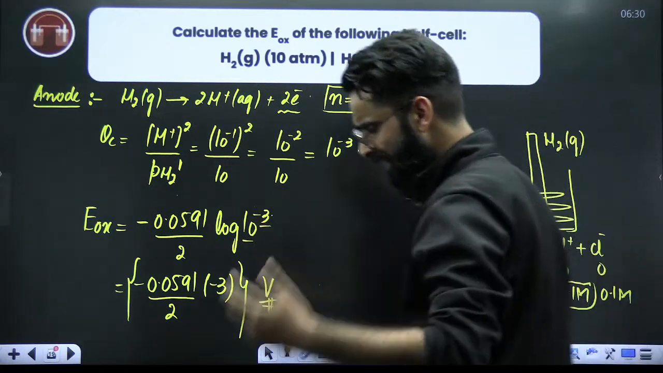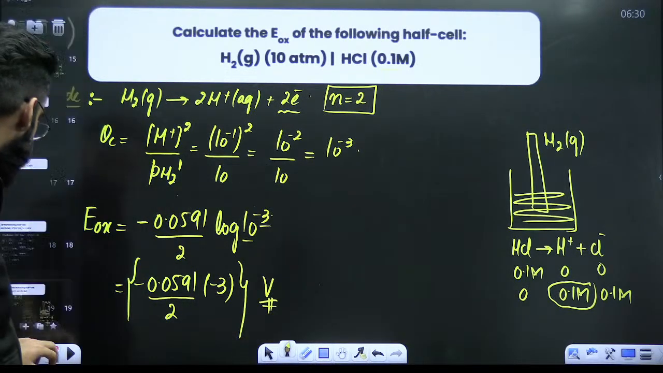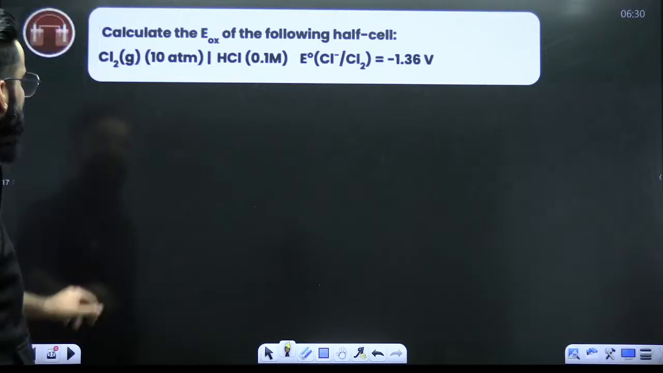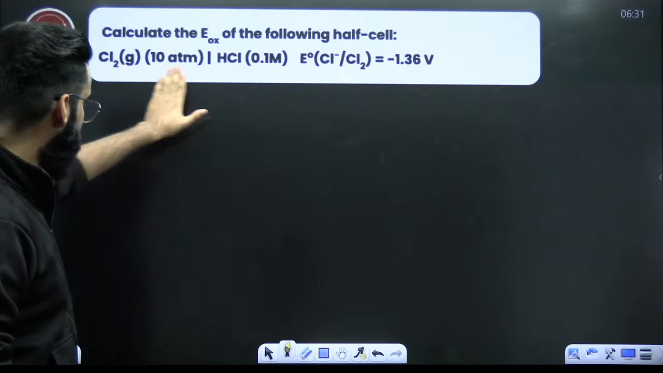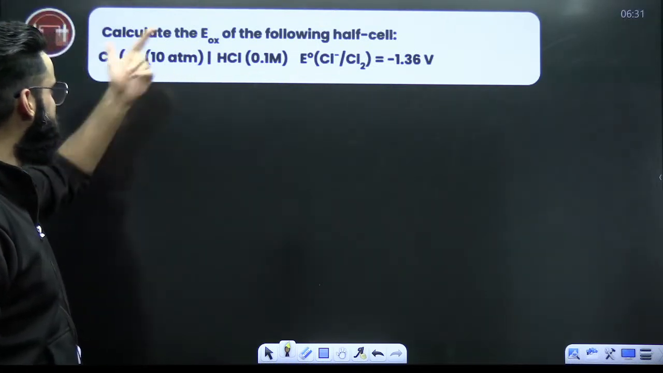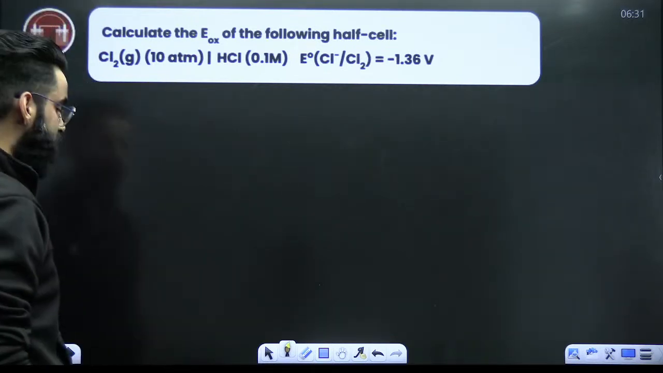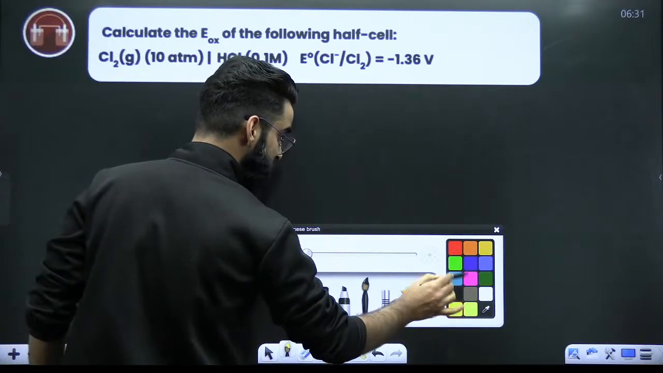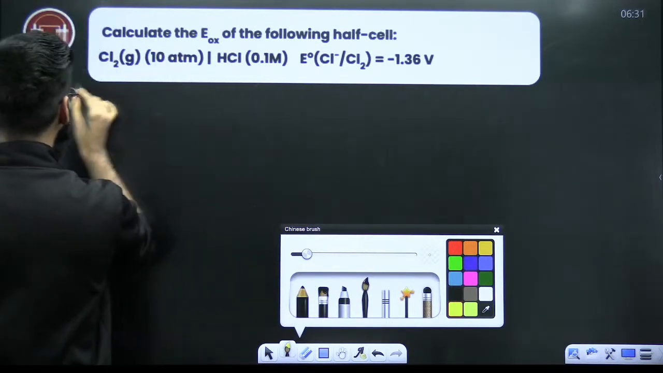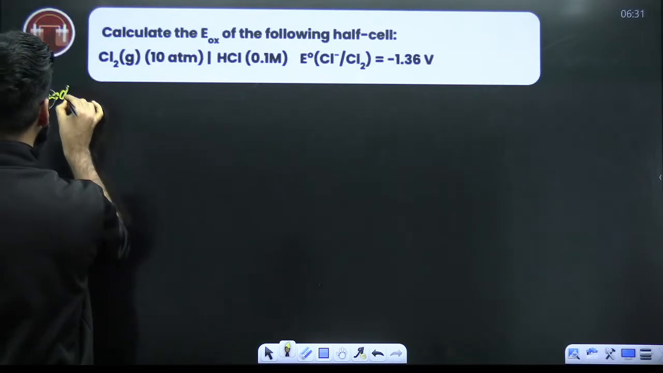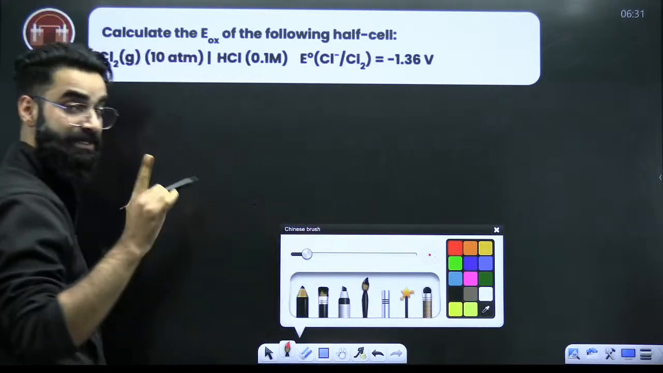Perfect. Let's have a look at one more question. Okay, look at this particular question. Similar type of question, guys. You are given a half cell, right? You are supposed to calculate its oxidation potential. In order to calculate the oxidation potential, you'll make sure that this electrode behaves like the anode. At the anode, oxidation takes place.